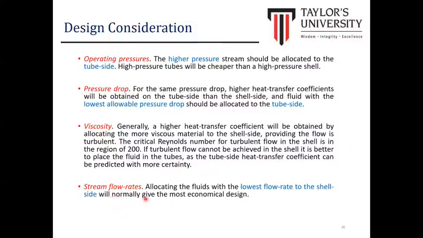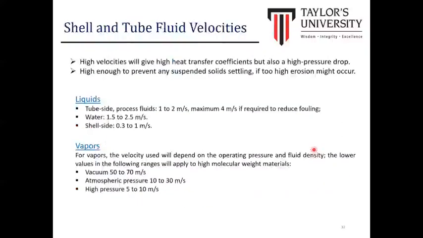Okay, for the stream flow rate, allocating the fluid with the lowest flow rate to the shell will normally give the most economic design. So you may compare the flow rate between, for example, the cooling water and acidic or the process effluent stream. So which is the lowest flow rate? You may allocate that to the shell side.